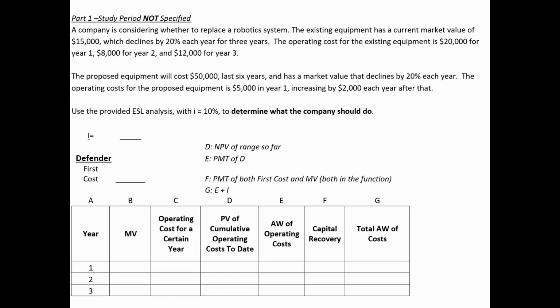In column E, you're using the payment function, and it's a present value that's going into the payment function. And then in column F, for capital recovery, you're using the payment function again, but you're including the first cost and the market value. So that capital recovery idea, where both of them have to go in there and both of them get the negative sign. All right, so let me pause for a moment, and hopefully you'll be able to knock out this economic service life analysis a little bit faster than you did on Wednesday, and that'll be good practice for the homework and potentially for the exam.